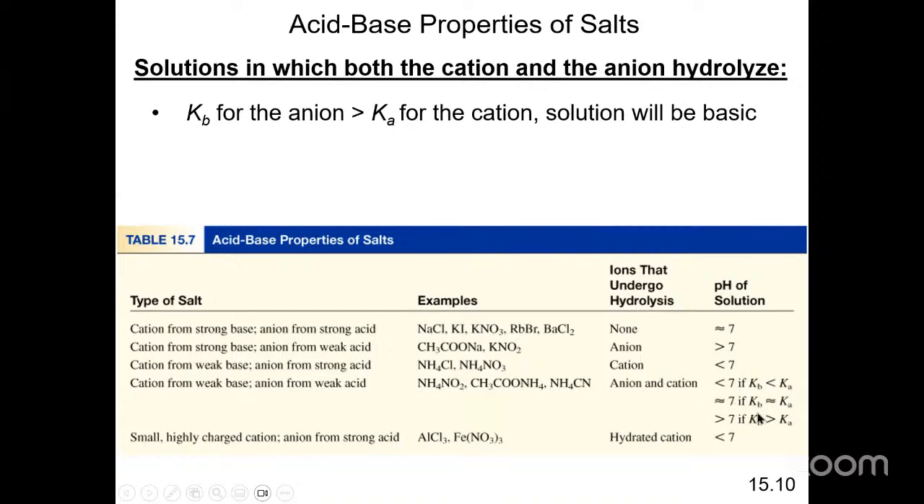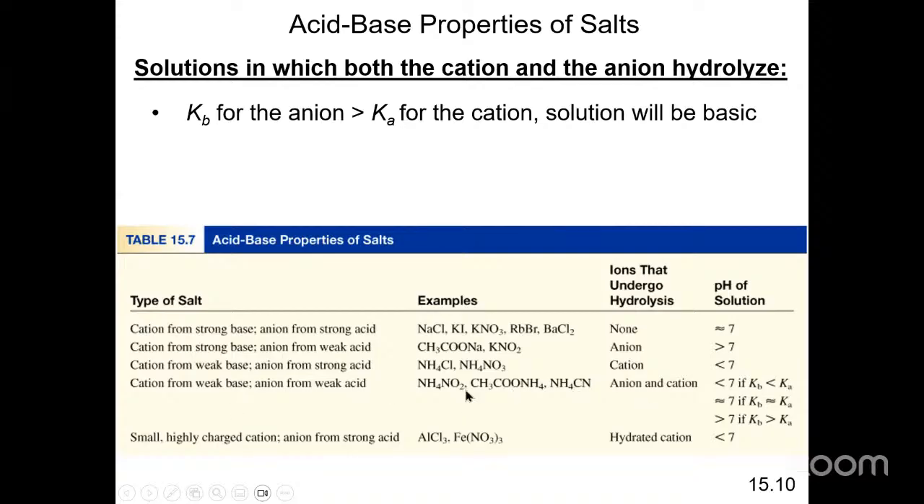If Kb is equal to Ka, then the pH will be approximately 7. If Kb is greater than Ka, then the solution will be basic, and therefore the pH will be greater than 7. All right. And these are just a couple of examples.